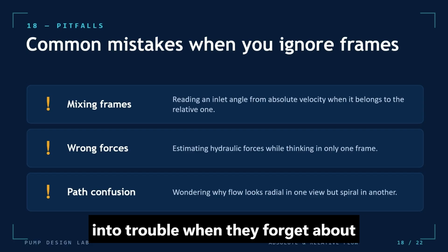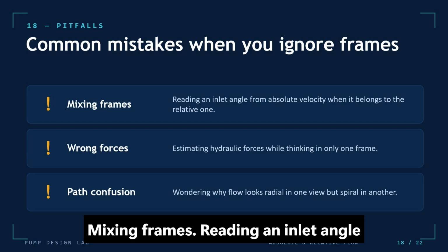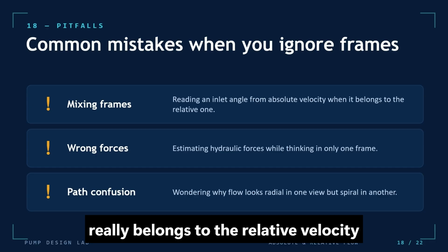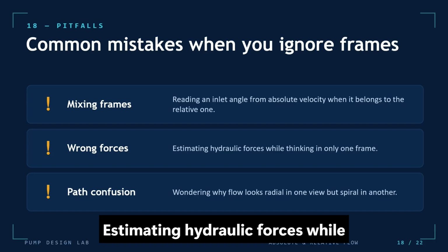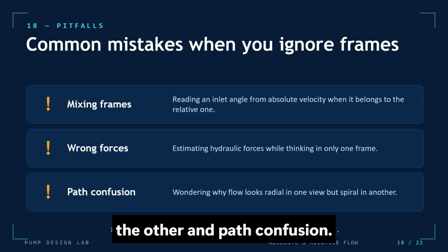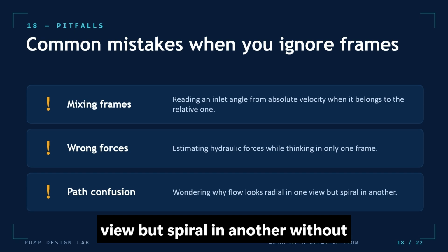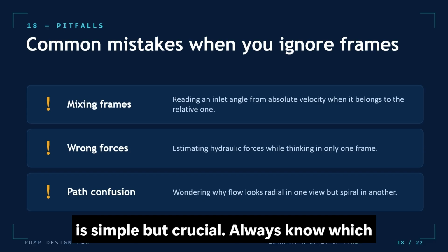Common pitfalls. Engineers often get into trouble when they forget about frames. Here are some common mistakes. Mixing frames. Reading an inlet angle from absolute velocity when that angle really belongs to the relative velocity W. Getting forces wrong. Estimating hydraulic forces while thinking only in one frame and ignoring the other. And path confusion. Wondering why flow looks radial in one view but spiral in another without realizing the frame has changed.